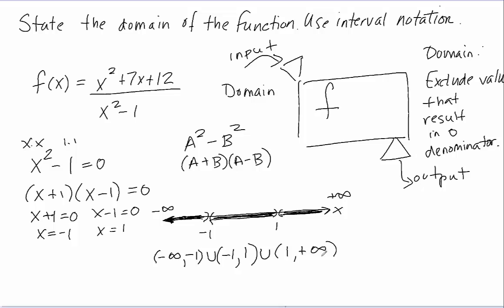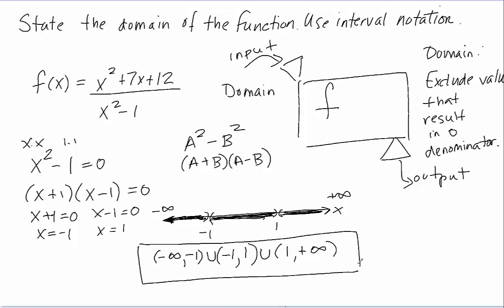So this interval notation means everything to the left of -1, everything between -1 and 1, and everything from 1 to positive infinity is in the domain of this function. Any value in this set, when entered into this function as an input value, will produce some numerical output. Only the values -1 and 1 would produce undefined, and therefore they are not part of the domain of the function. So this is the domain of this function in interval notation.